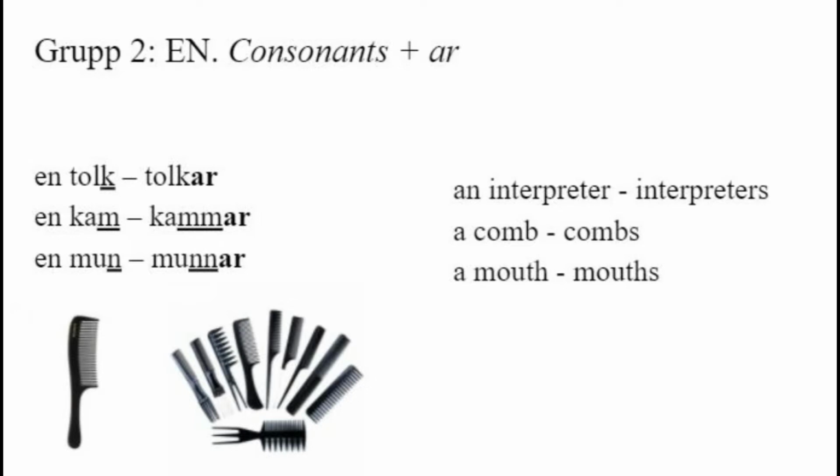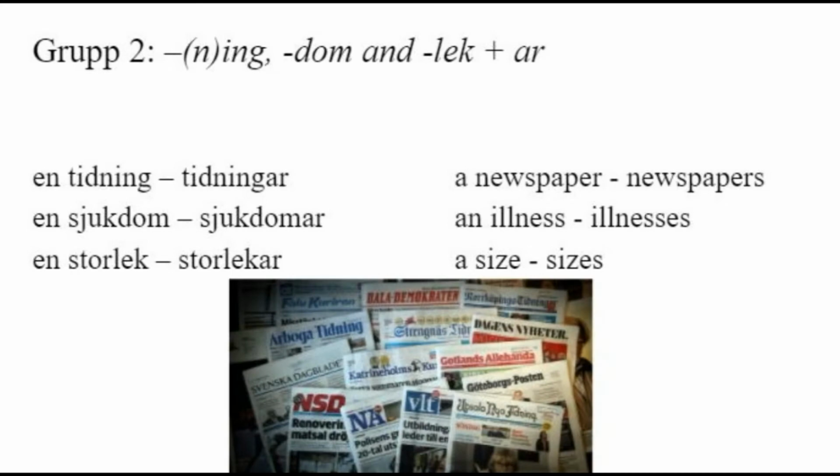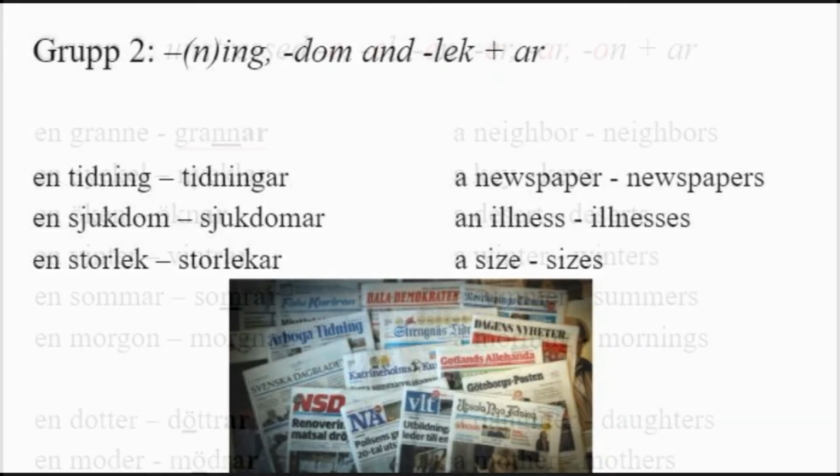Pay attention that in kam, comb, and mun, mouth, the final m and n sounds are stressed and they're doubled in plural. In group 2 we also have words ending with ing, dom, and lek. For example, en tidning becomes tidningar, en sjukdom becomes sjukdomar, illness, illnesses, and storlek becomes storlekar, a size, sizes.